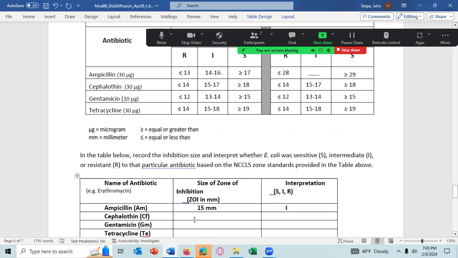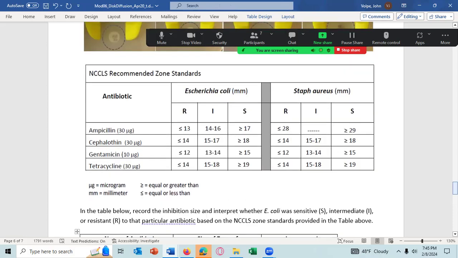And then you measure the size of the zone of inhibition of cephalosporin, put in the measurement here, and then give the interpretation for E. coli here. Make sure you use this side of the table. Don't use that side of the table because that's not E. coli, that's Staphylococcus aureus. And I'm only showing you the data for E. coli. So that's how you answer this question.